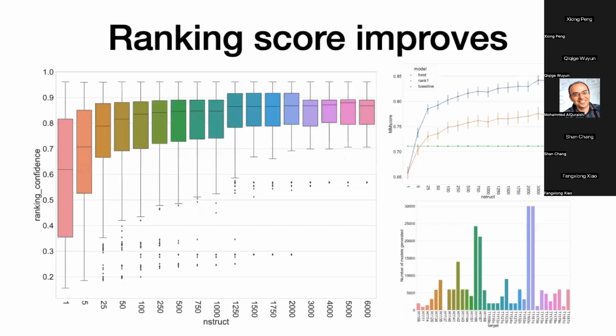So the ranking score improves the performance. By doing this ranking, I can actually improve the confidence ranking, which was also my target. So I also generated more if there wasn't any confidence below 0.7, then I just generated more. Yes.